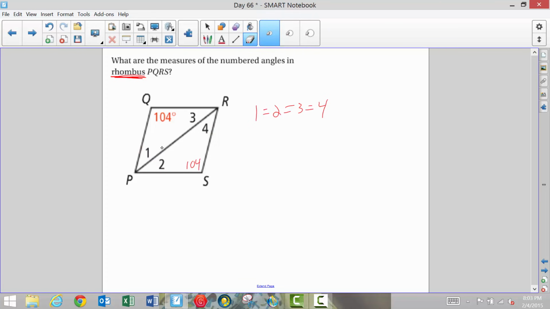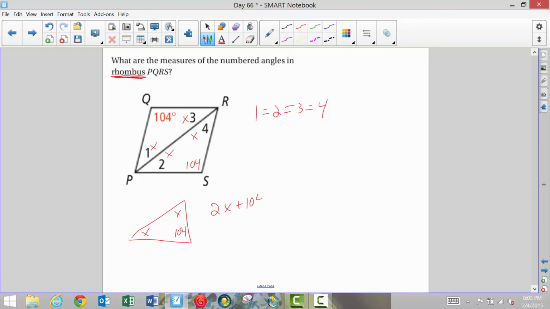So what we have really are isosceles triangles. So I know that this is x and this is x, this is x, this is x. So I'm going to redraw my triangle. I know that this is 104, x and x. I know 180 degrees inside of a triangle, so I have 2x plus 104 equals 180.